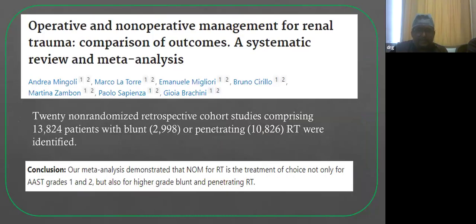So this is a study which has compared operative and non-operative management of renal trauma. It is a non-randomized retrospective cohort study comprising approximately 13,000 patients. This study has concluded that the patients who have either grade 1 and 2 trauma or patients with high-grade blunt trauma and penetrating trauma can be treated with non-operative management, and the outcomes were good.